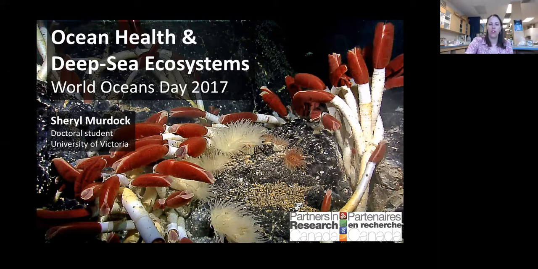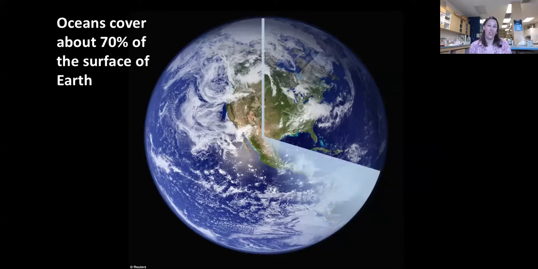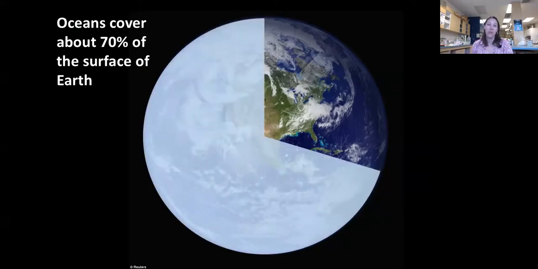So we'll move right into it. The reason we need to have a World Oceans Day is because if you were to go out into space and look at the planet, you would see that most of it is covered in oceans, about 70% of it, in fact. And for the grade 3s who maybe haven't learned about percentages yet, it's just a way of saying more of our planet is covered in ocean than land. So it's pretty important to celebrate those oceans a little bit and try to take care of them.